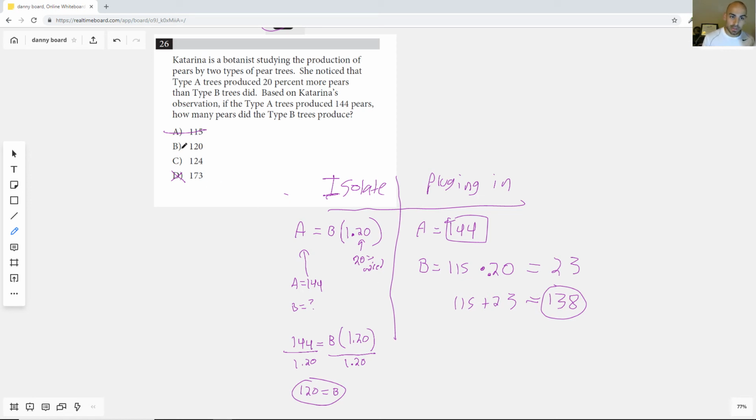If you plug in B, you would see that 120 times 0.2 is going to give you 24 pears. Add it back in, you end up with the right answer. If you were to plug in C, you would see that's wrong, and you're still now left with B as your only choice, leaving it as the correct answer.